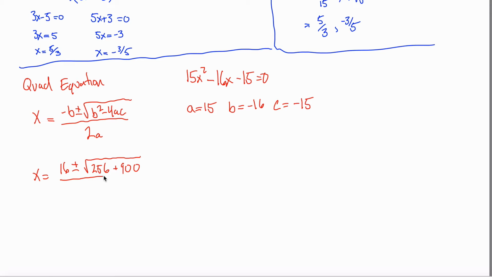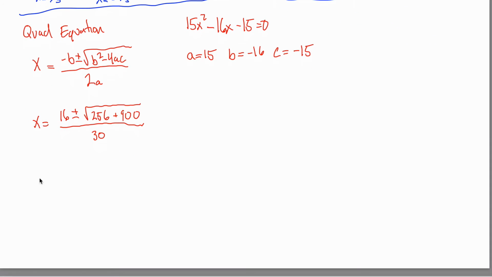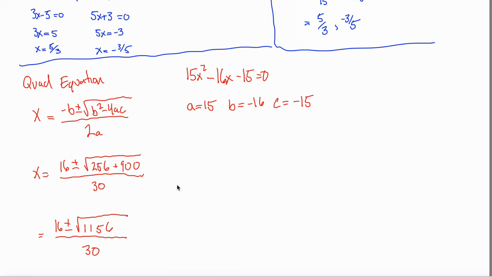Use a calculator. Divided by 2a. A is 15, so 2a is 30. So I got 16 plus or minus the square root of 256 plus 900, which is 1,156. Wow, these numbers are getting miserable. 1156, turns out that's a perfect square. Well, frankly, I don't know. You can pull out a calculator and figure that out.